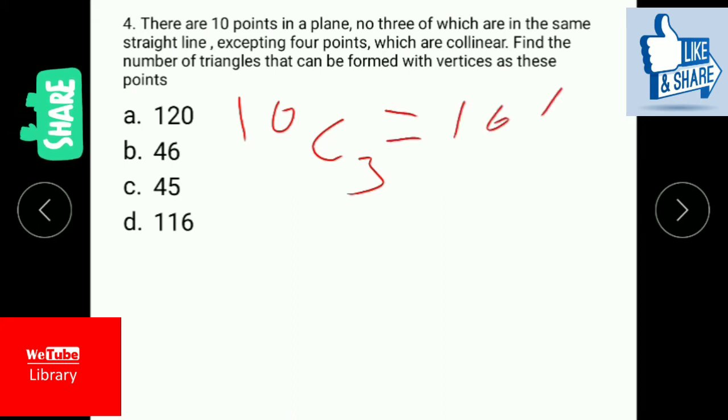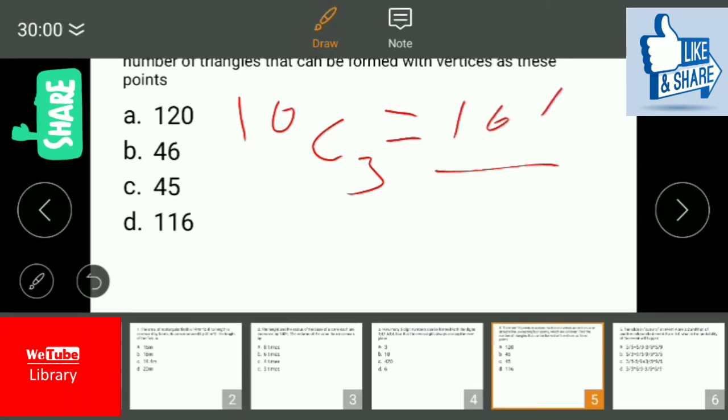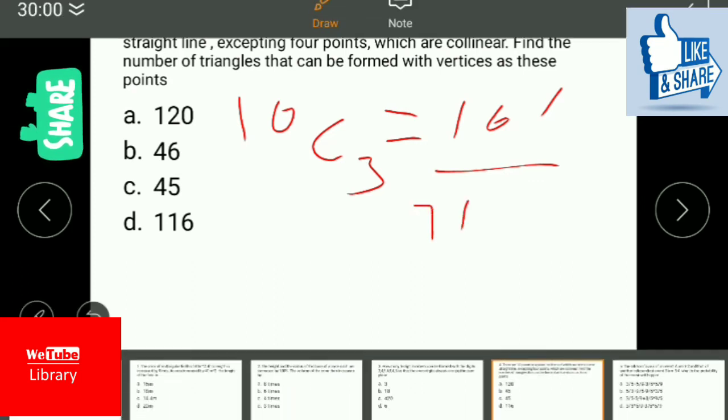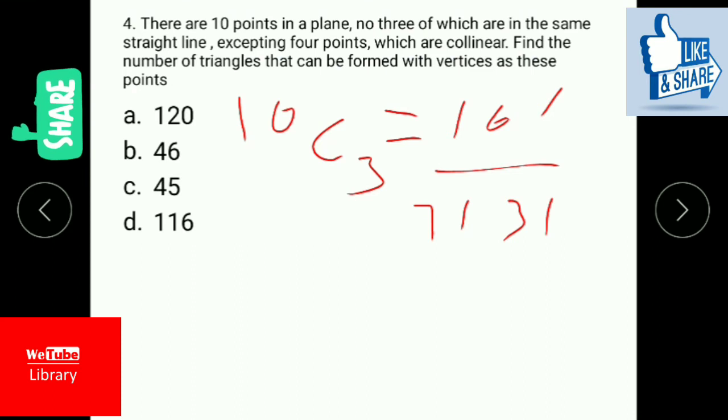It is 10 factorial divided by... nCr is equal to n factorial divided by (n minus r) factorial into r factorial. It will be 10 factorial divided by 7 factorial into 3 factorial. So by solving this, you will get 120.